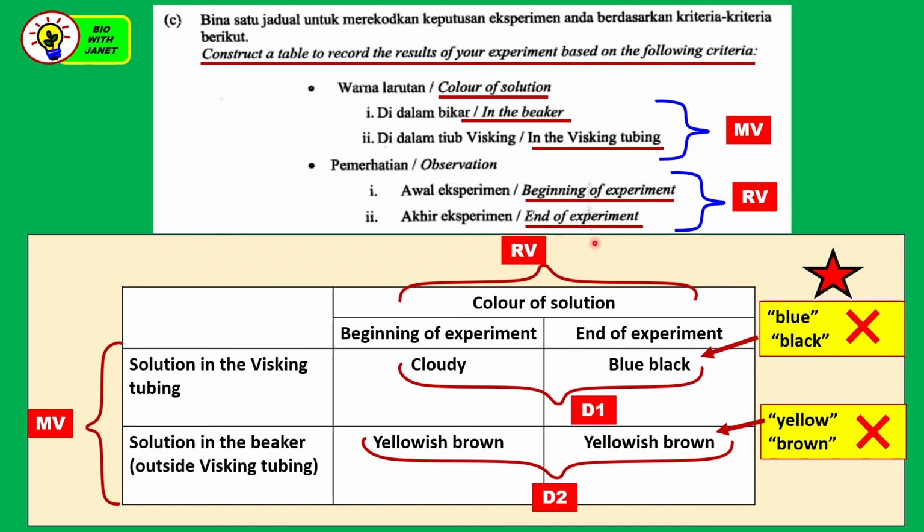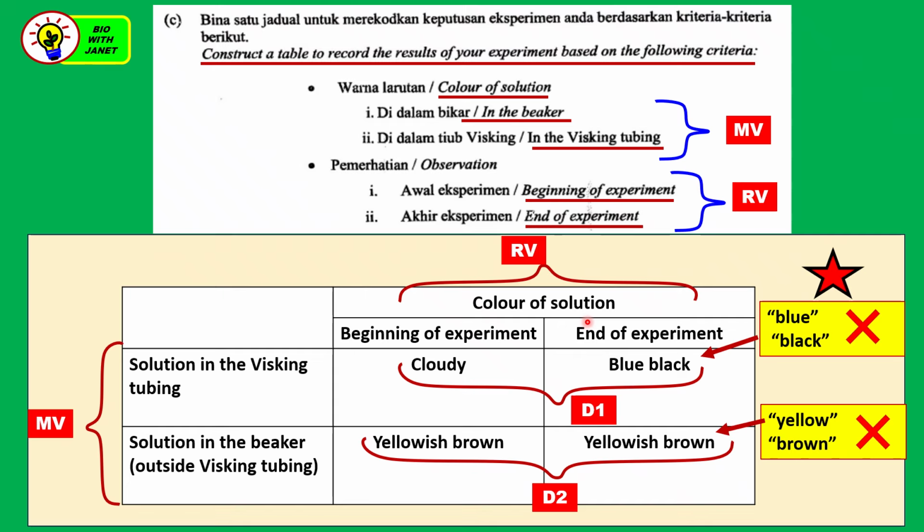Try and draw the table and then look at the answers and try to mark your answers, to see how many marks you can obtain. Let's look at the answer. So the MV is here: the solution in the Visking tubing, which is actually solution P or starch molecules. Then the solution in the beaker, outside the Visking tubing, that is solution Q, or iodine solution, iodide ions or iodine molecules.